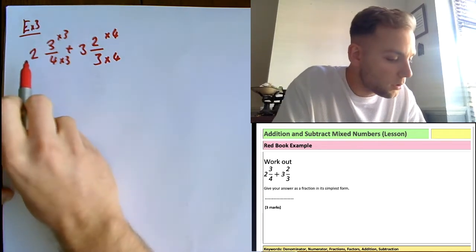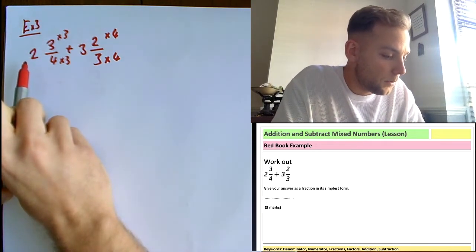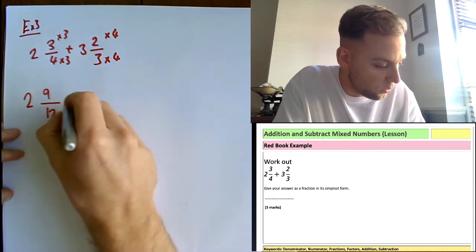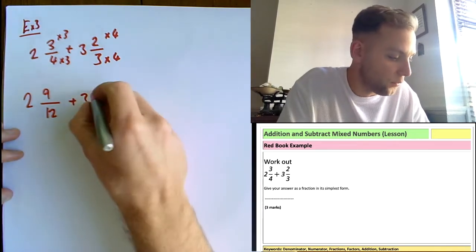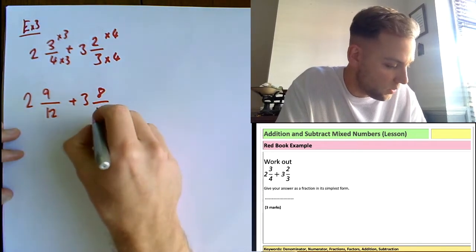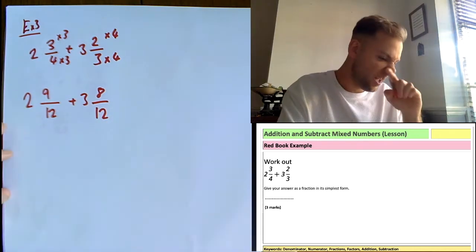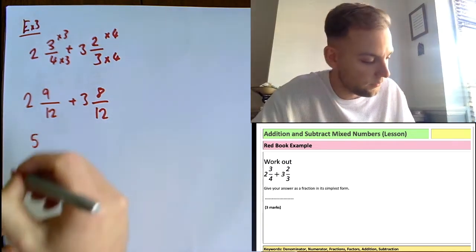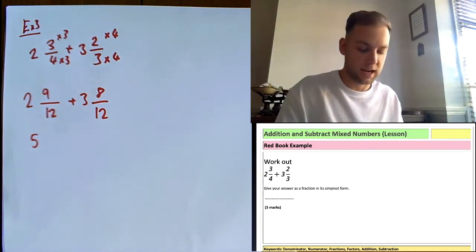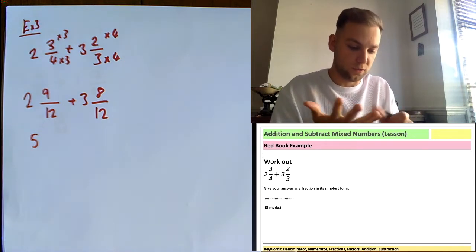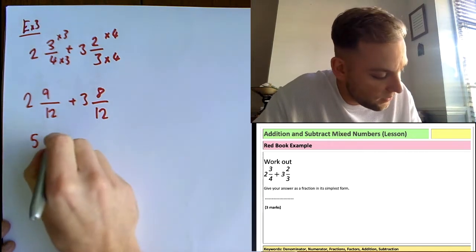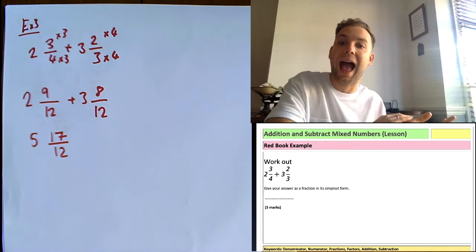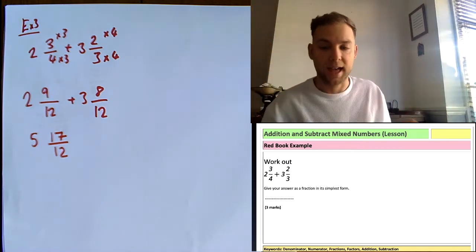So here we've got 2, 3 times 3 is 9, 4 times 3 is 12, plus 3, 2 times 4 is 8, 3 times 4 is 12. So here we've got, add the whole numbers first, so 2 plus 3, which is 5, 9 plus 8, so that's going to be 9, 10, 11, 12, 13, 14, 15, 16, 17, so 17 over 12. Now this one here is top heavy, so we need to make sure we add that extra whole we've got in there onto this 5.